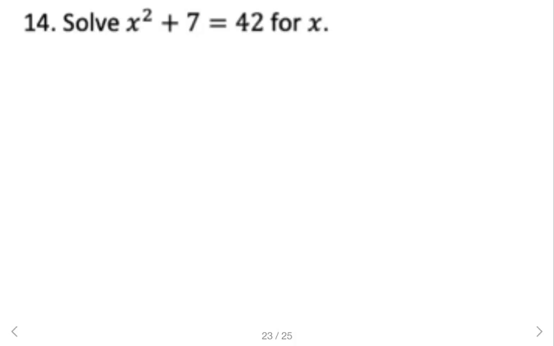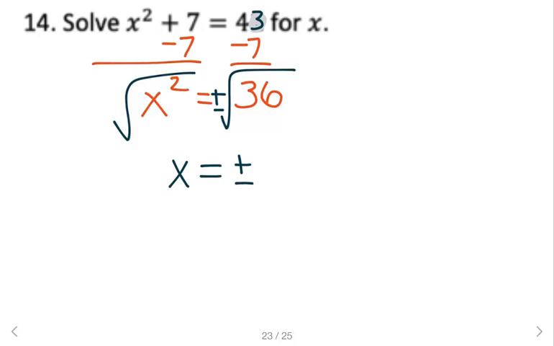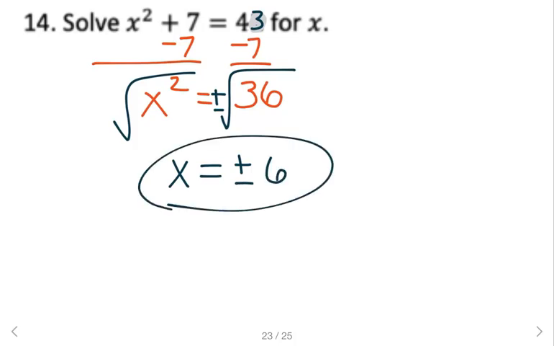This time we want to solve for x. To get rid of plus 7, we'll subtract 7 from each side. When we do that, we get 35. All right, I'm pretty sure I meant this to be 43 here. Now that's going to give us 36. To get rid of squared, we'll square root. Don't forget about the positive or negative answers here. So we get positive or negative 6.